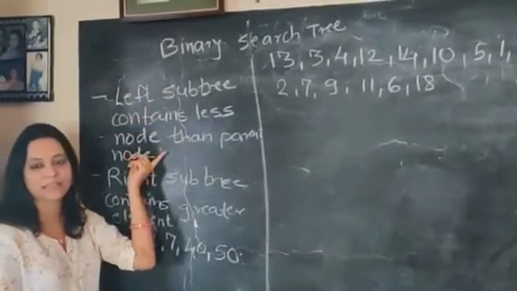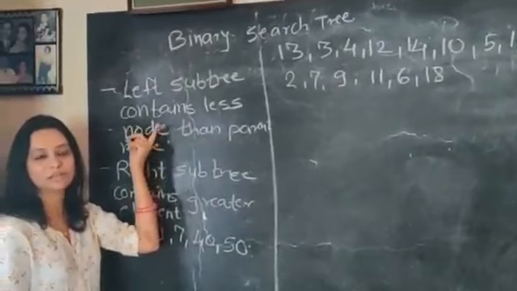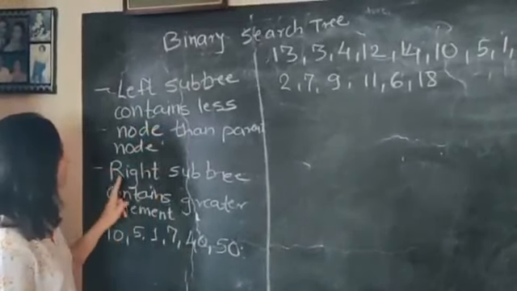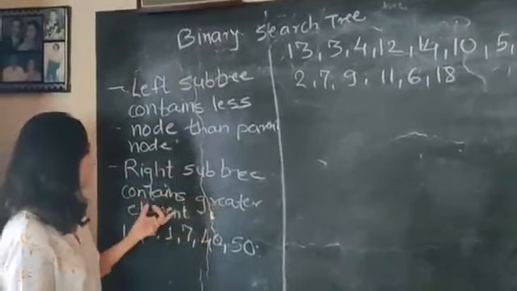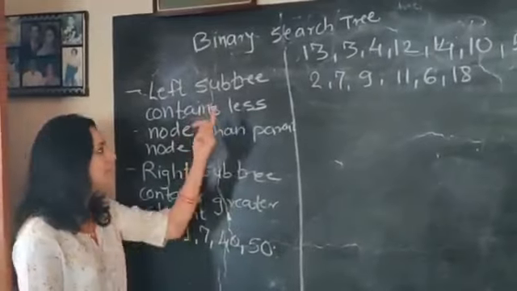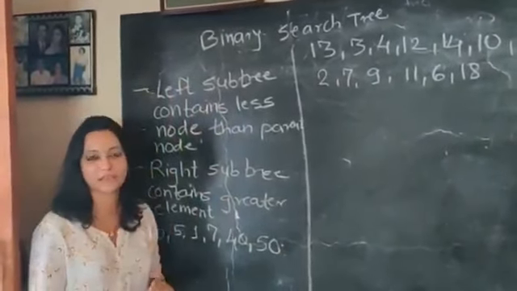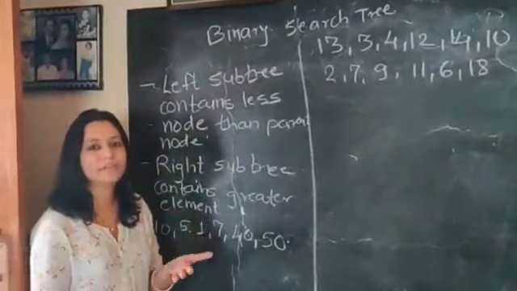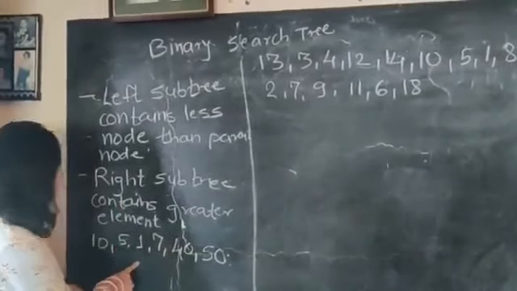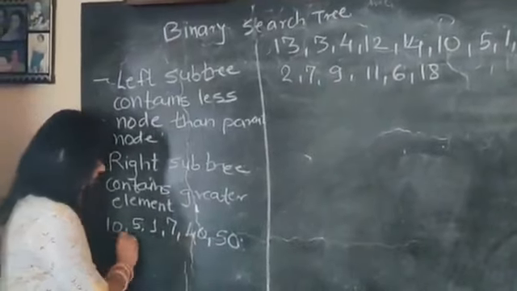So the main things of binary search tree are: left subtree contains less nodes than the parent node. As I said, the smaller node is at the left side of the tree and right subtree contains greater elements. Right element is always greater than the parent node. This is nothing but the construction of binary search tree.